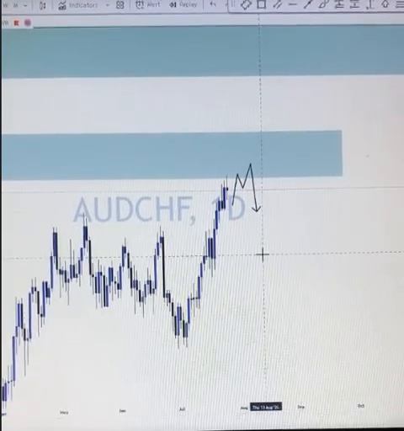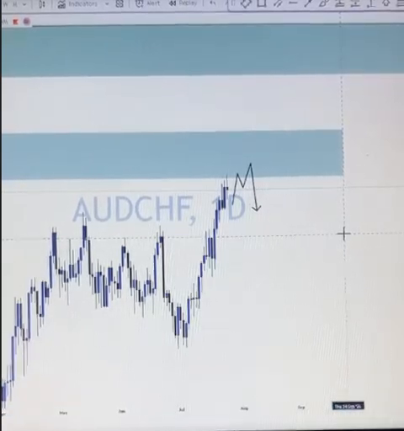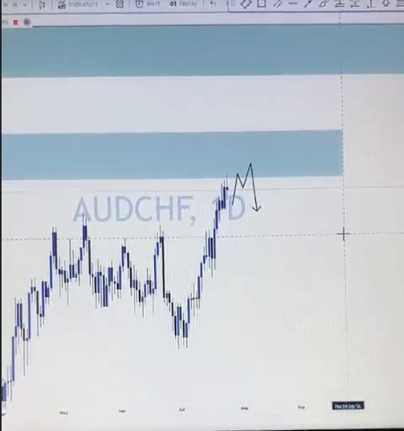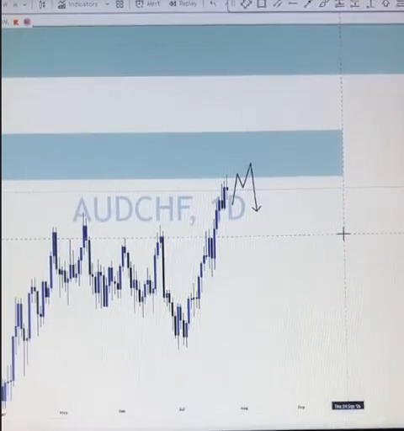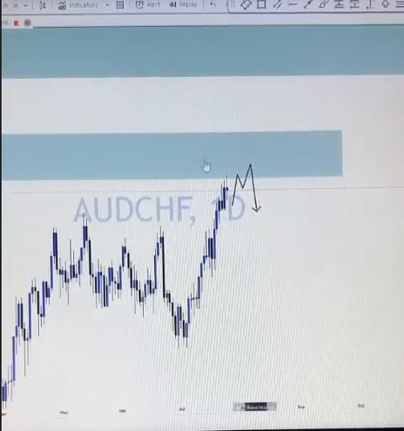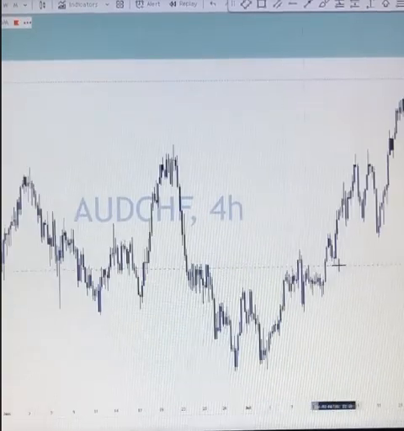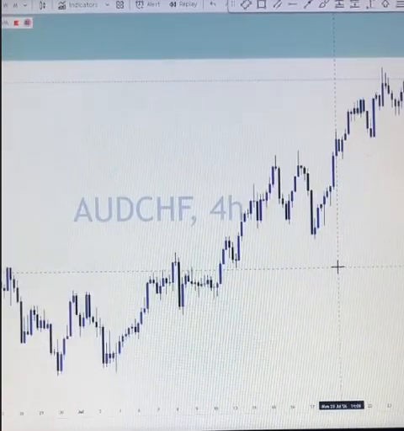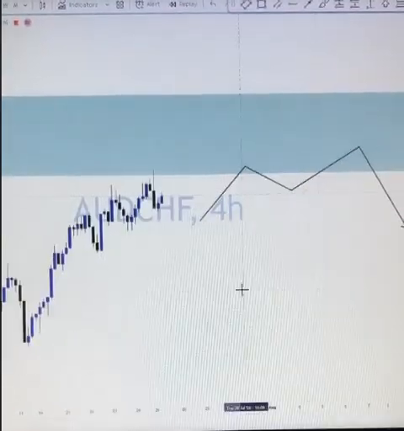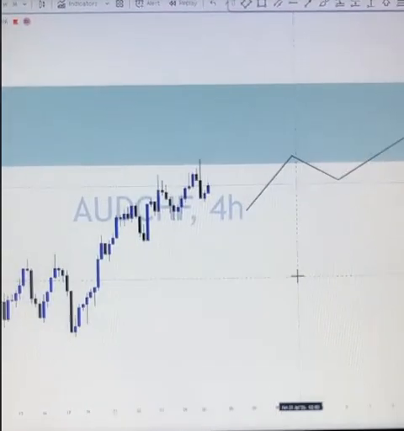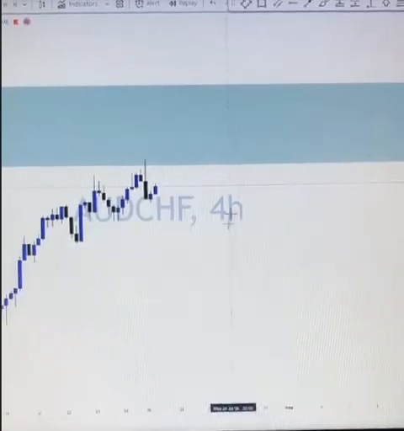Now, after this, we are done with daily. What do we do next? We are done with daily structure. What do we do next? Anybody? Thank you. We drop to 4 hour. Good. On 4 hours, what do we do next? Immediately we drop to 4 hours. Anybody? Thank you. We clear our chart.